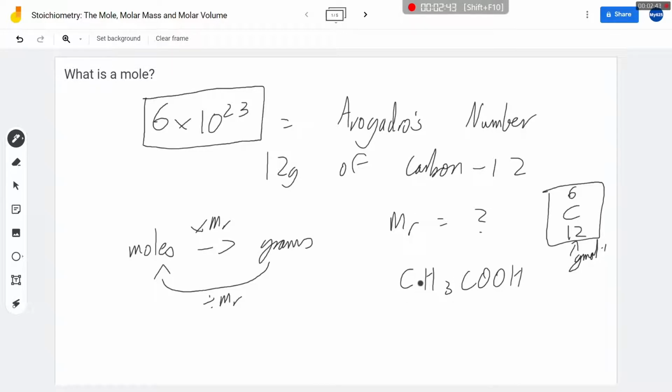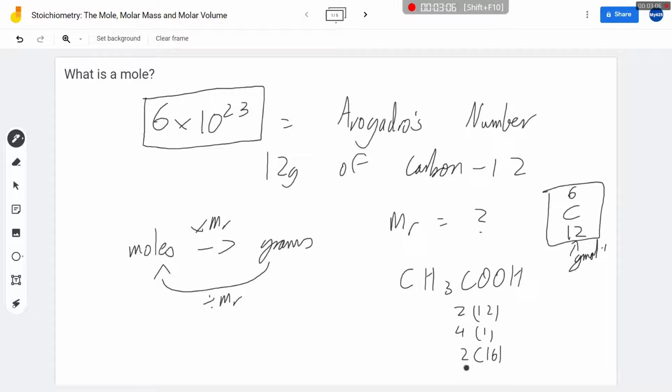How would we calculate it for this? Well, if we count the carbons here, we have 2. So we have 2 carbons, which would be 2 times 12. We have 4 hydrogens, which would be 4 times 1. And we would have 2 oxygens, which would be 2 times 16. And remember, what are these numbers here? These numbers are the relative atomic masses, also called atomic weight, and this comes from the periodic table.